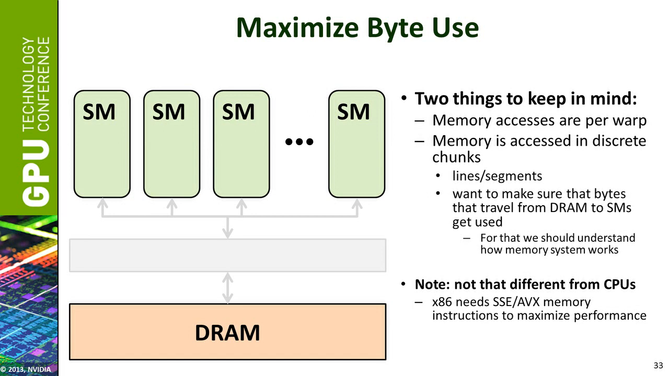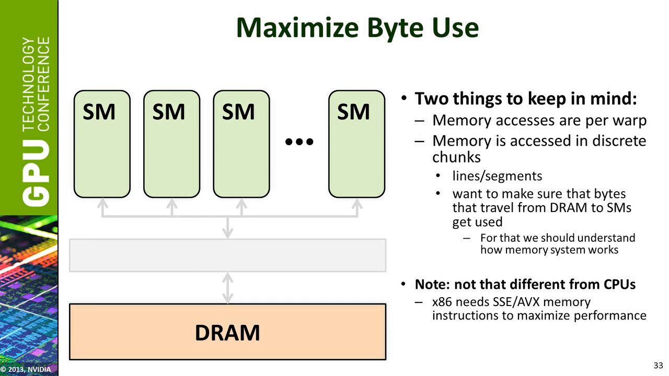Another thing to keep in mind is that all the memory access instructions, just like all the instructions, are executed 32 threads at a time, or one warp at a time. So we really don't look at the address pattern from a single thread. We'll look at addresses from 32 threads and convert those to DRAM requests. And there are things you can do to help the memory system.